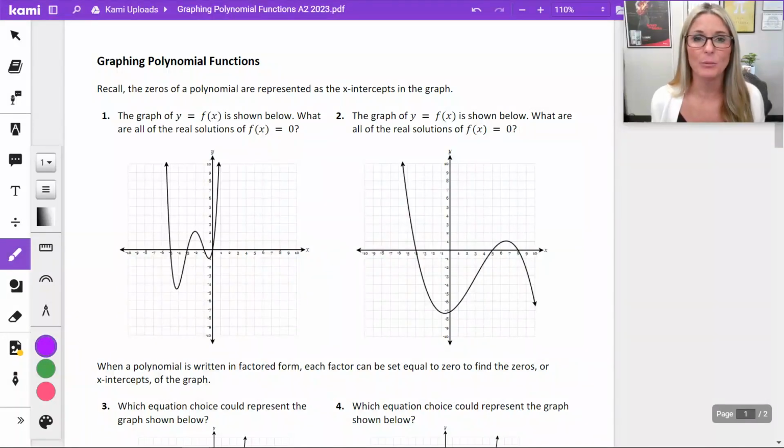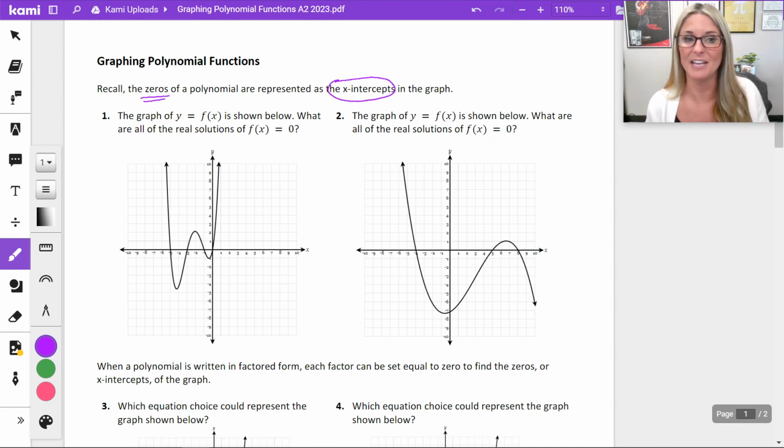In our last lesson, we looked at these polynomial graphs. We identified whether they were even or odd degree, and we talked about some other features in the polynomial graphs. Now let's use that information to maybe graph or sketch these polynomials ourselves. Recall that the zeros of a polynomial are represented as the x-intercepts in the graph. We looked at that with our quadratic functions.